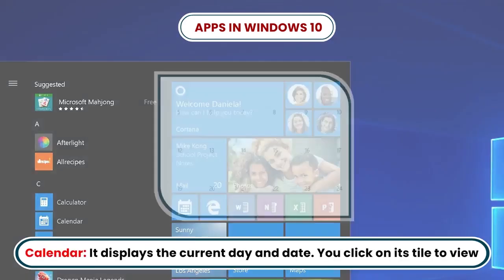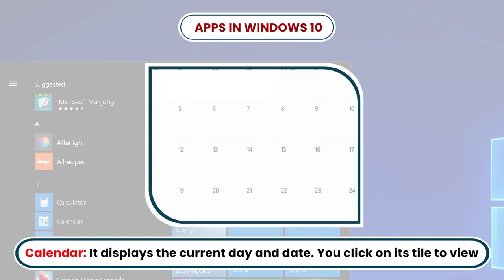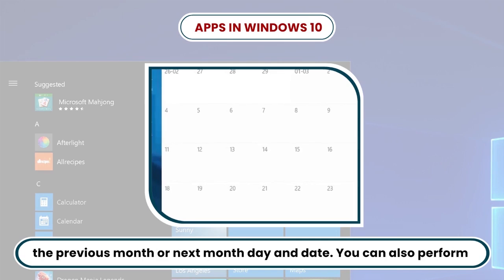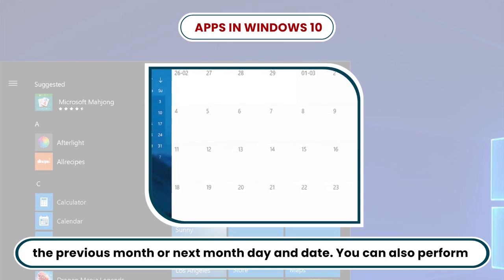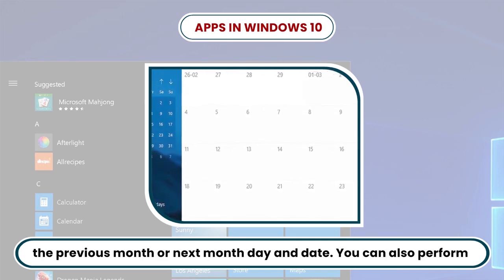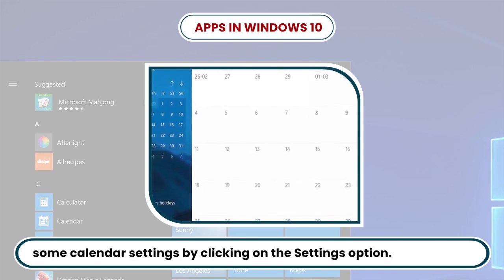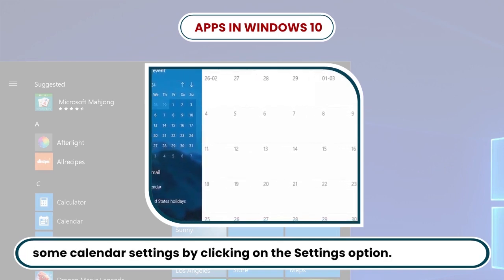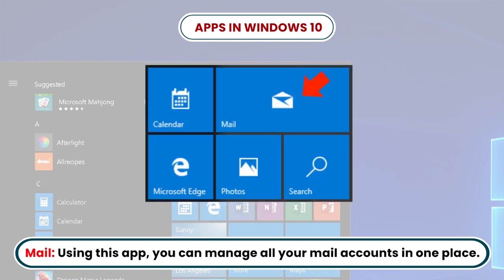Some of the popular apps are Calendar. It displays the current day and date. You click on its tile to view the previous month or next month day and date. You can also perform some calendar settings by clicking on the Settings option.